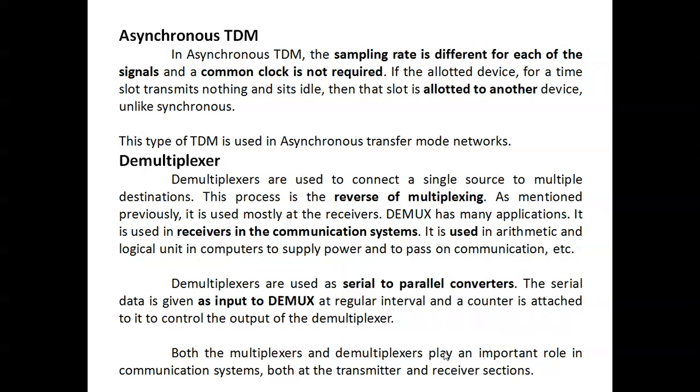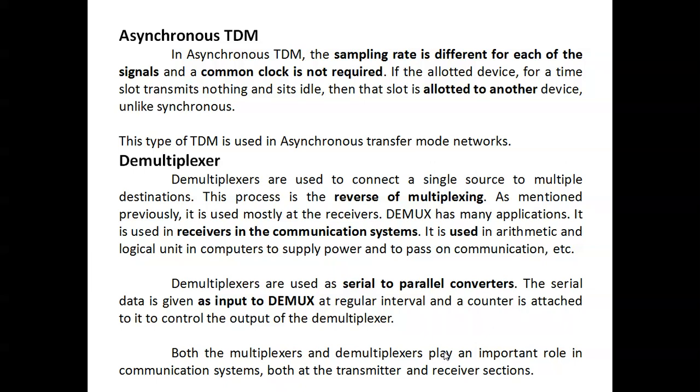In asynchronous TDM, the sampling rate is different for each signal, and a common clock is not required. Synchronous TDM needs a common clock because of sending data in TDM, while asynchronous has no need for a common clock. The slot is allotted to another device, unlike synchronous. This type of TDM is used in asynchronous transfer mode networks.